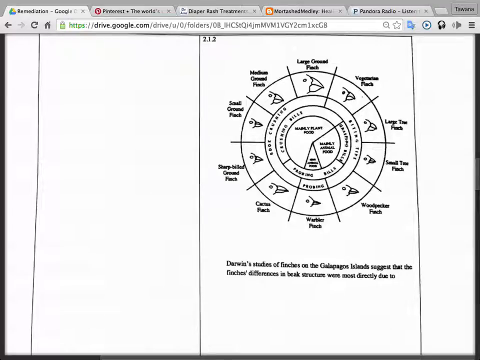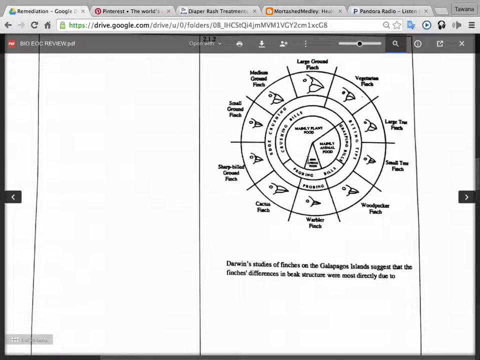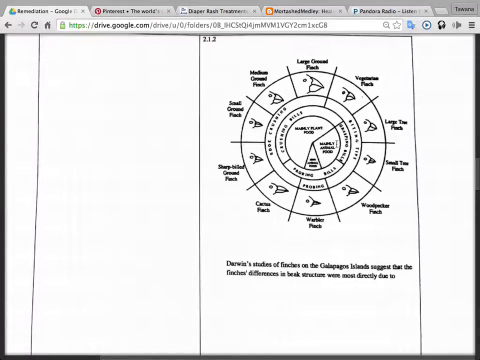Okay, so give me your answer. It's an adaptation for the environment. The specific environment's right here in the middle. This is mainly plant food. This is 100% animal food. This is mainly animal food. So the beaks are going to adapt to the type of environment that they're in. They eat food, so they have to have the type of beak for the food that's available. Good job.